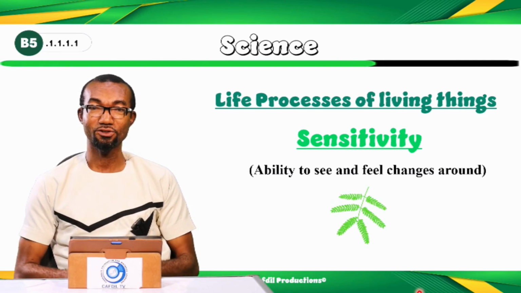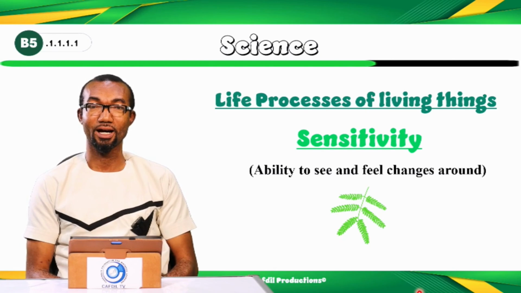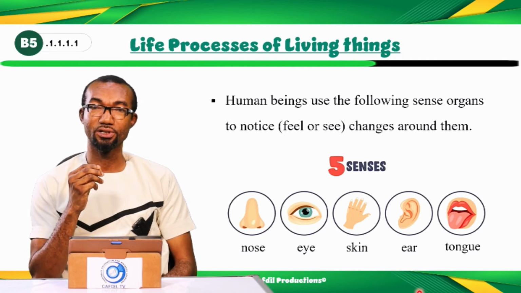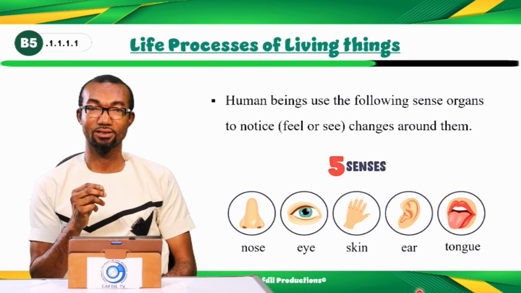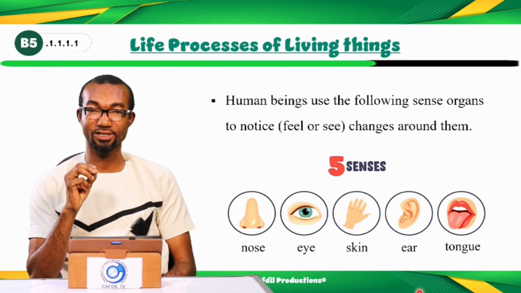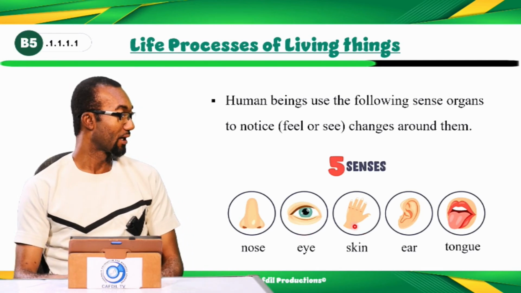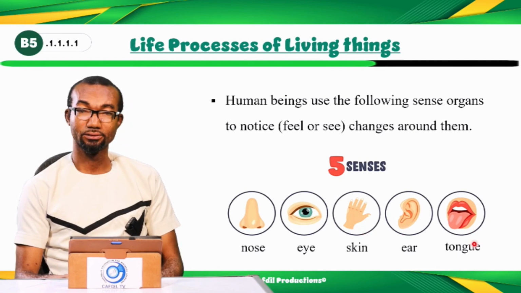Now let's look at sensitivity as part of the life process of living things. Human beings use the following sense organs to notice, to feel or see changes around them. We have 5 sense organs. That's the nose, the eye, the skin, the ear, and then the tongue.